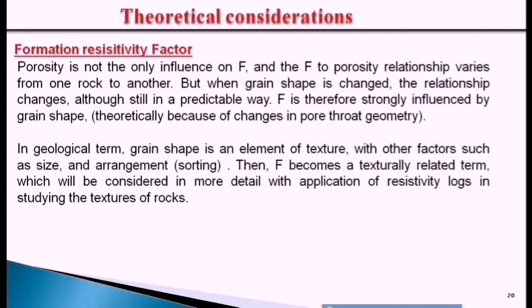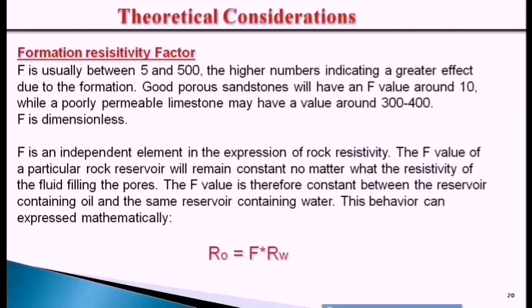Formation factor is usually between 5 and 500. Higher numbers indicate a greater effect due to the formation. A good porous sandstone will have an F value around 10, while a poorly permeable limestone may have a value of up to 400.